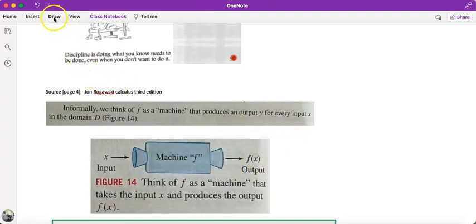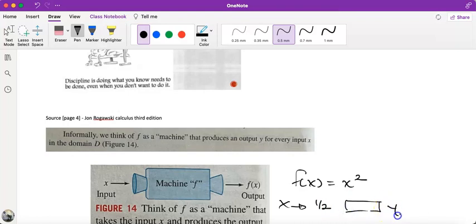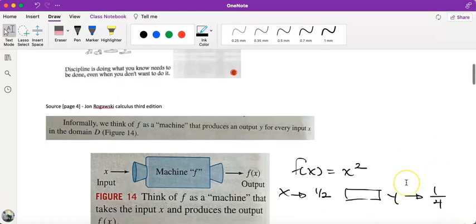And so as we see here, that machine f of x could be, well, what if f of x is x squared? So that x value that happens to be 1/2 goes into the function of x squared, and the y value is going to result: 1/2 squared is 1/4. A rational number went in, a rational number came out.